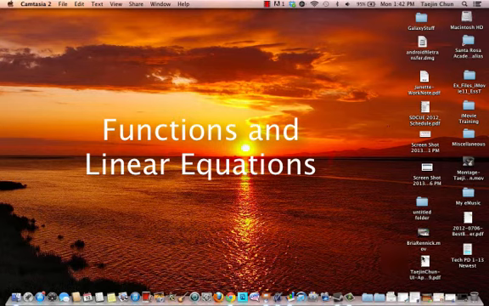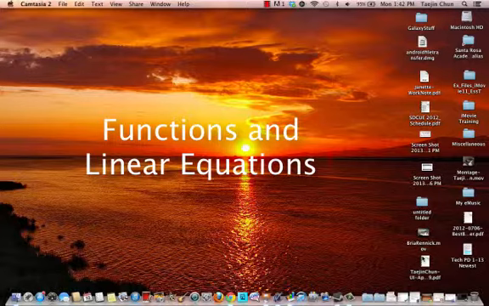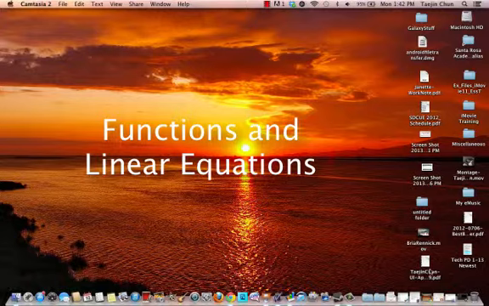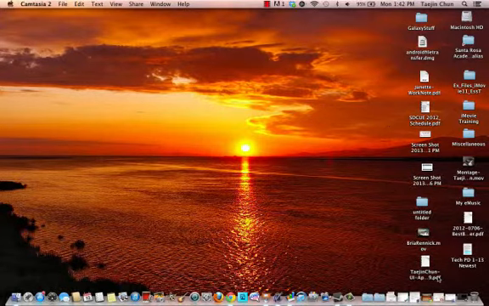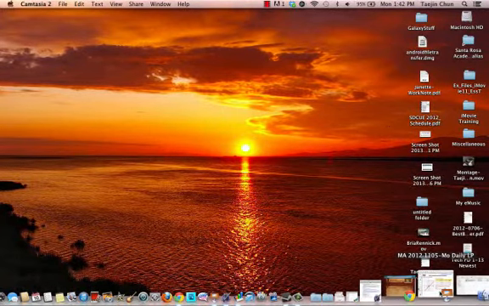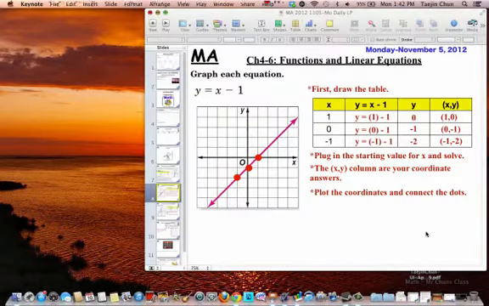Alright guys, so today we are going to go over solving functions and linear equations, solving them and graphing them. The step-by-step process makes it really easy, so you are encouraged to follow your own method, but if you're not quite sure how to do it, go ahead and follow these step-by-step instructions and you'll be able to do it in no time.